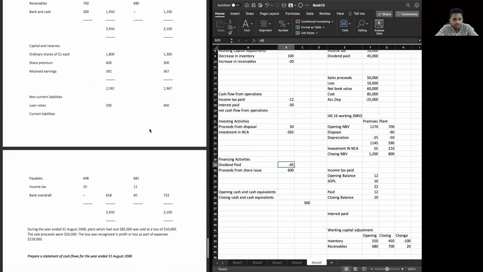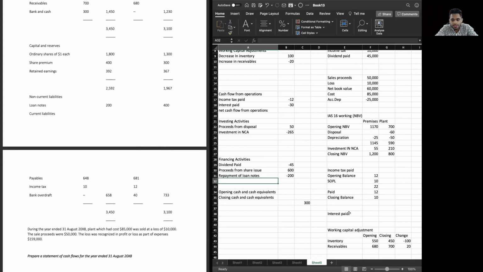Then you have your non-current liabilities, which is your loan notes. So your loan notes have decreased. So under financing activities, repayment of loan notes, that is going to be 200. By 200, your loan notes are decreased.